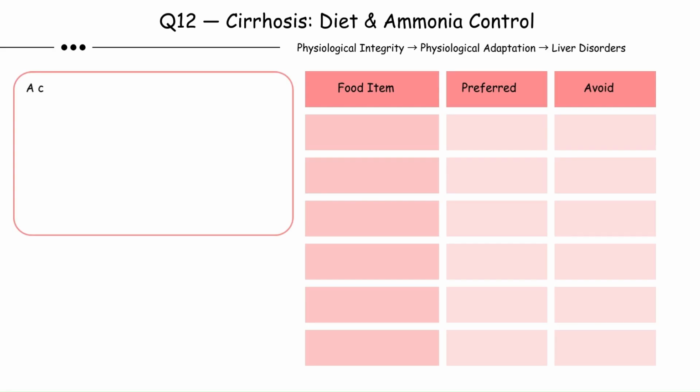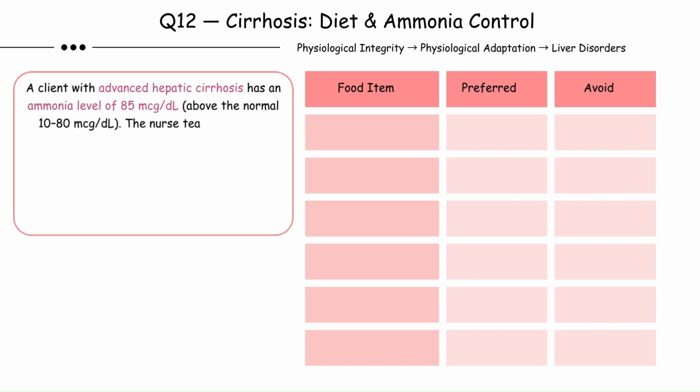Question 12. Cirrhosis. Diet and ammonia control. Item type, matrix grid. Blueprint. Area, physiological integrity, physiological adaptation, liver disorders. A client with advanced hepatic cirrhosis has an ammonia level of 85, which is above the normal range.